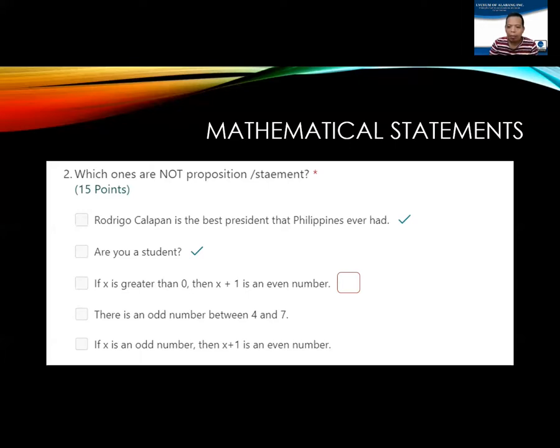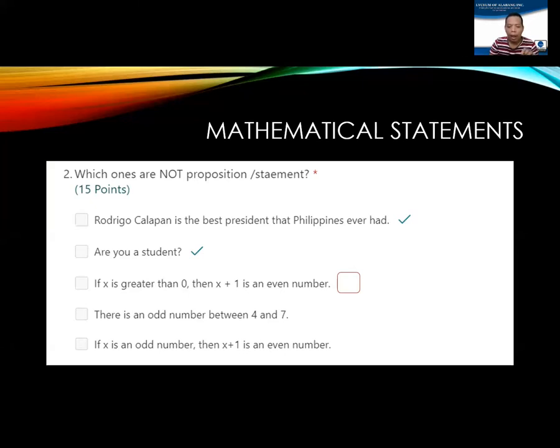So again, if we have to make a comparison in the statement, we have to see to it that we can decide that the statement is true or false. We have to see to it that it is present in the database. Otherwise, it becomes null or void or unknown. The other choice is, are you a student? This is clear, no? This is not a statement. This is an interrogative sentence.